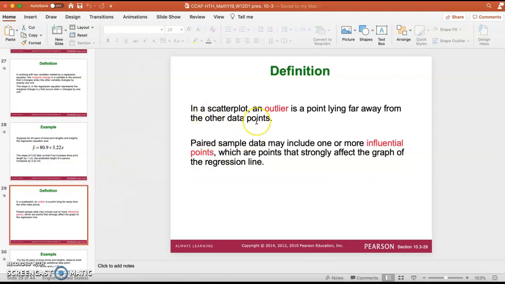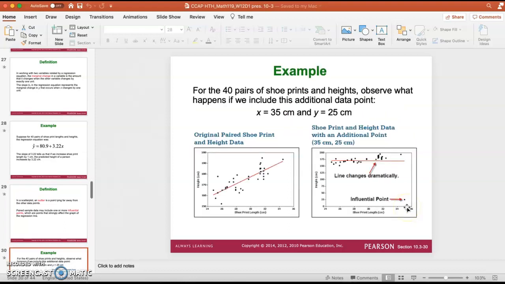Now, in a scatter plot, an outlier is a point lying far away from the other data points. So again, just a pretty general definition of an outlier. Then the paired sample data may include one or more influential points, which are points that strongly affect the graph of the regression line. So just some other definitions there. Basically, an influential point will just be a big outlier.